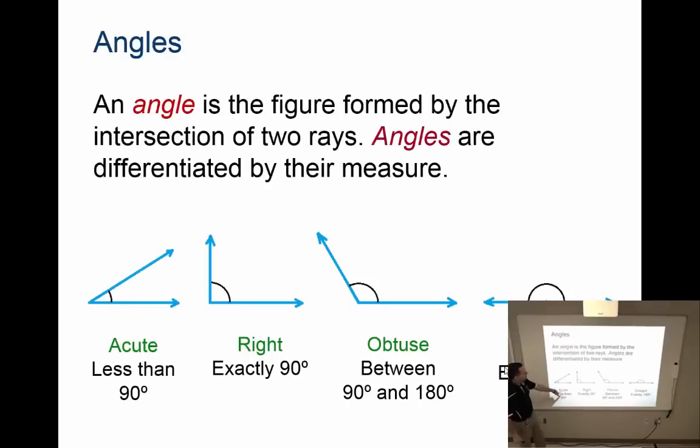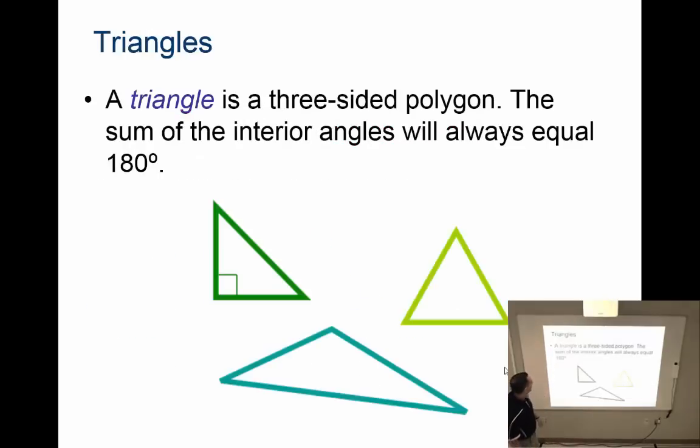We're going to talk about the triangle first, but to talk about triangles, you have to determine the different types of angles that would make those up. An angle is the figure formed by the intersection of two rays. Angles are differentiated by their measure. Any angle that is less than 90 degrees is called acute. An angle that is exactly 90 degrees is a right angle. If it's between 90 and 180 degrees, it's an obtuse angle. And if it's completely straight, or exactly 180 degrees, it's considered a straight angle.